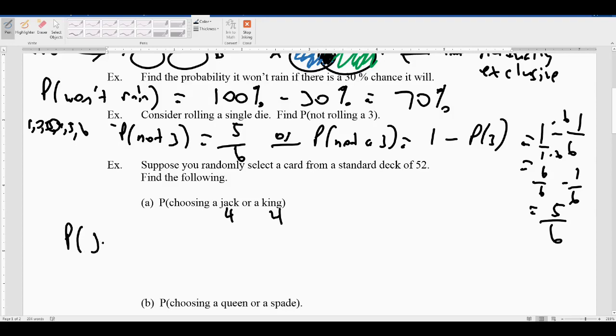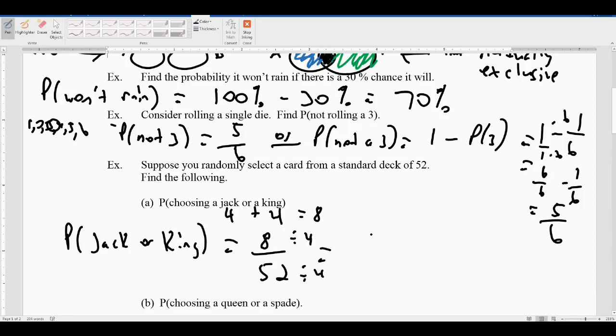So the probability of a jack or a king, you can just do it like this. We got 4 plus 4, which is 8. And just do it 8 over 52 and reduce to 2 over 13. Now we could do it with the formula also, which is going to be the same thing, by the way.